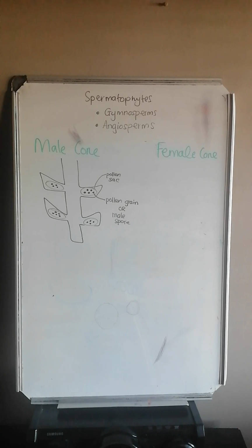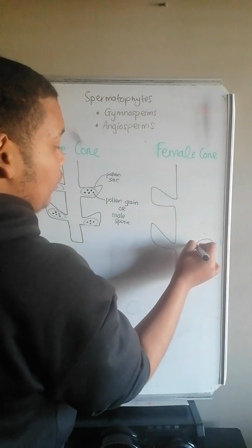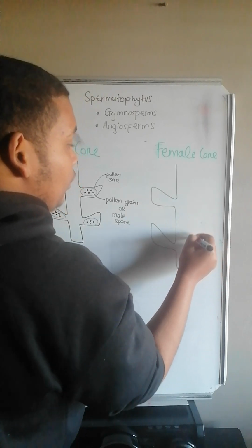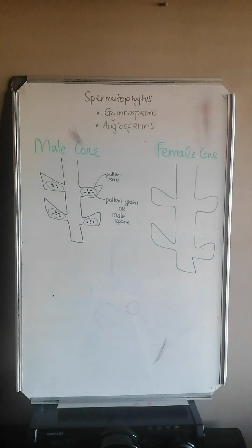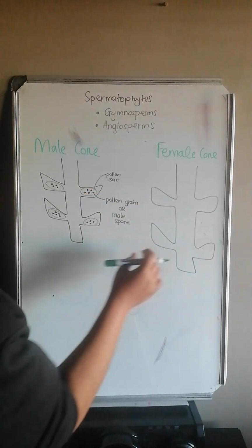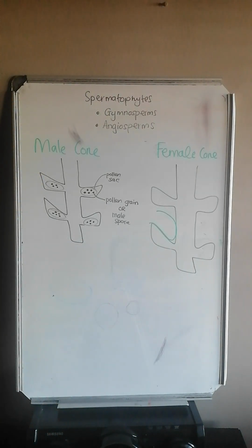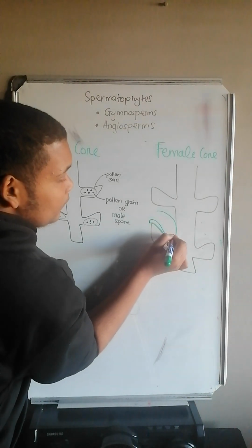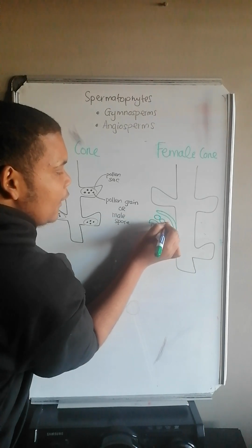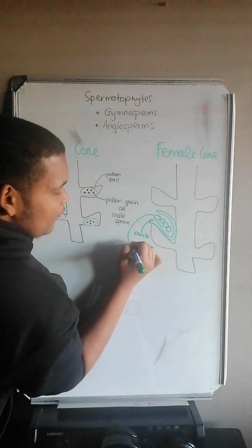Then when we're looking at our female cone, remember this is a seed scale. These are seed scales. On the seed scale, we see the formation of an ovule. Let me just see if I'm using the correct term. Yes, we see the formation of an ovule. Inside of this ovule, we have four female spores. So this here is an ovule, and inside of it are our female spores.